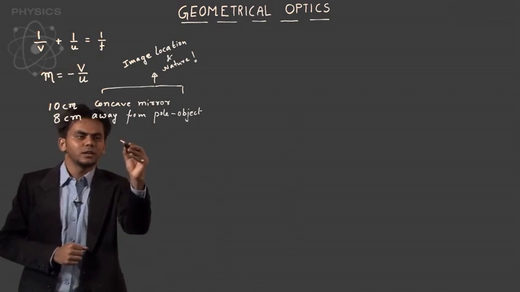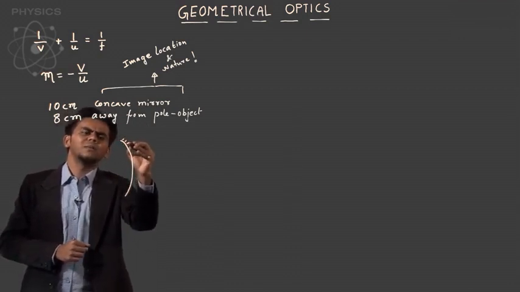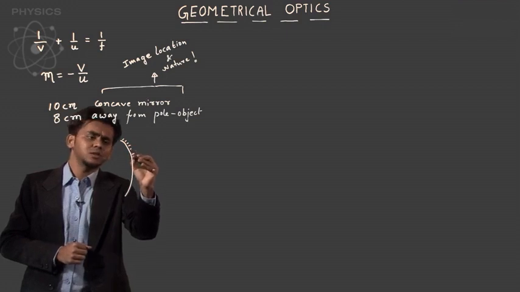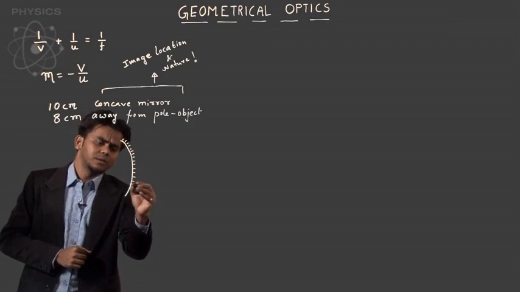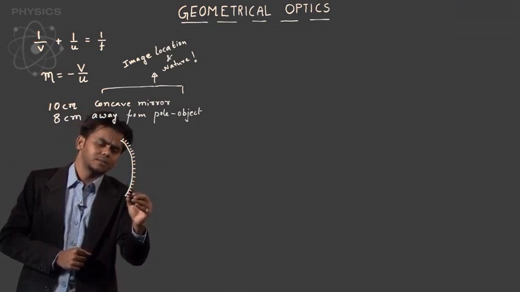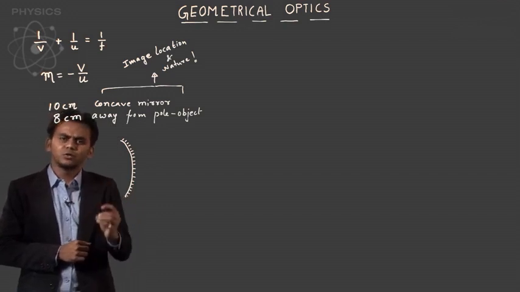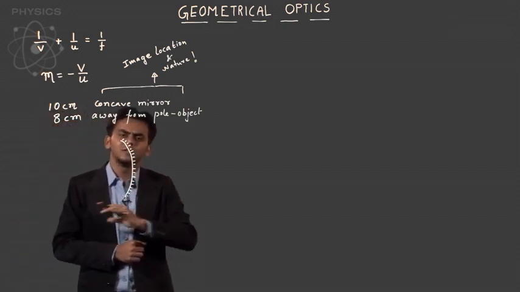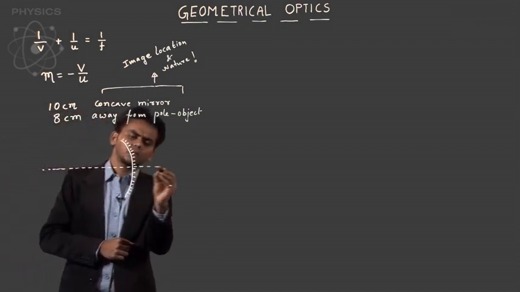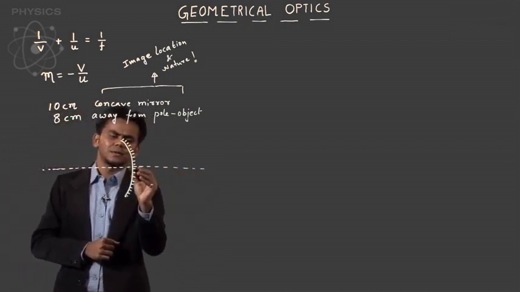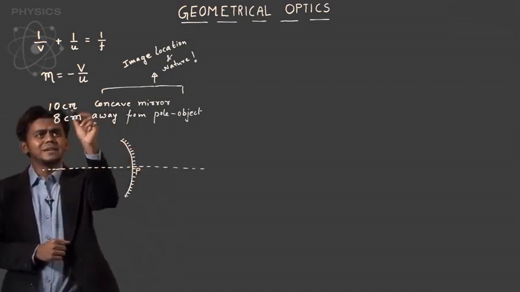So if you have a concave mirror over here, all my assumptions are valid, right? Assumptions such as small aperture of the mirror and paraxial rays. I won't mention those assumptions again and again because they have to be the basic criteria for all these measurements. This is your principal axis. The point where the principal axis cuts the mirror is known as your pole.